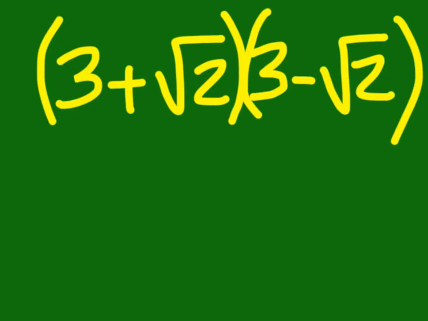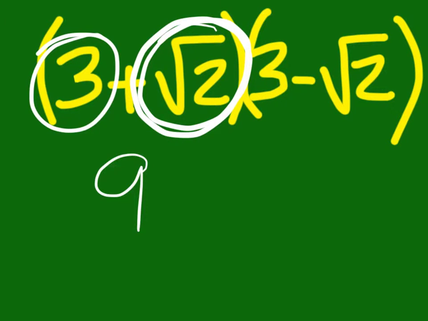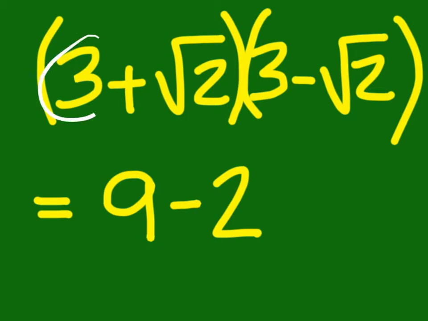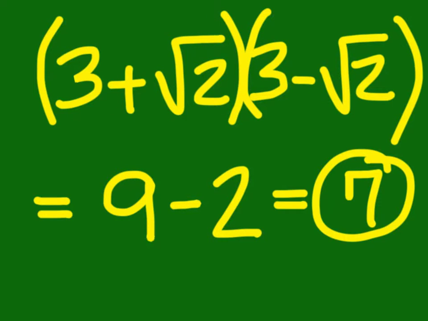What if I had 3 plus the square root of 2 and 3 minus the square root of 2? What is the square of 3? 9. What happens when I square the square root of 2? It becomes square root of 4, which is 2. 9 minus 2 is what? 7 is the answer. We squared the 3 to get 9. We squared this to get the number underneath the radical sign. You get an answer of 7.